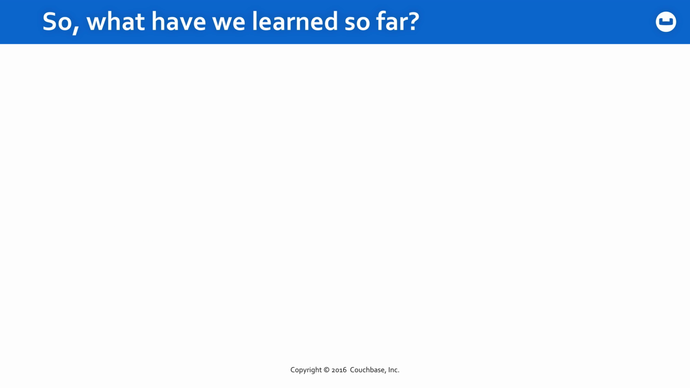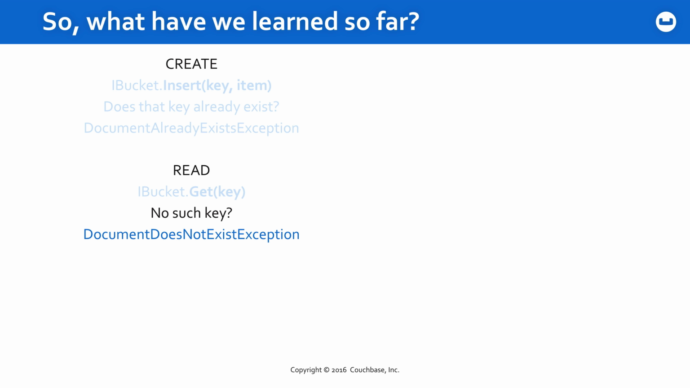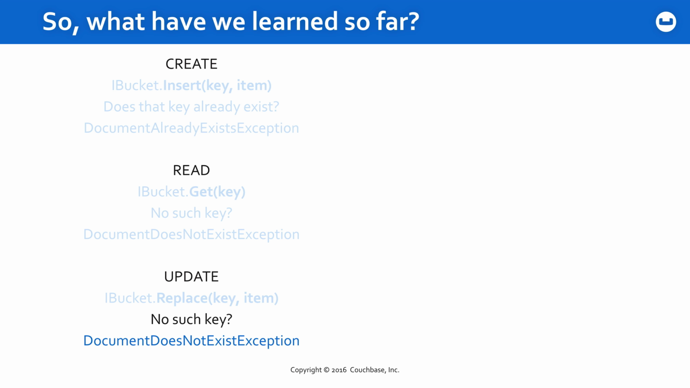and handle that as appropriate for the application that you're building. So let's summarize what we've looked at so far, because there's maybe a little lurking issue in here you haven't thought about yet. We create documents by inserting a key and an item. Does that key already exist? Well, we get an already exists exception. So if we do a read, well, I get a key. If the key isn't there, I get a does not exist exception. Update. Well, if I want to update, then I do a replace, pass in the key and item, and if the key isn't there, again, a document does not exist exception.